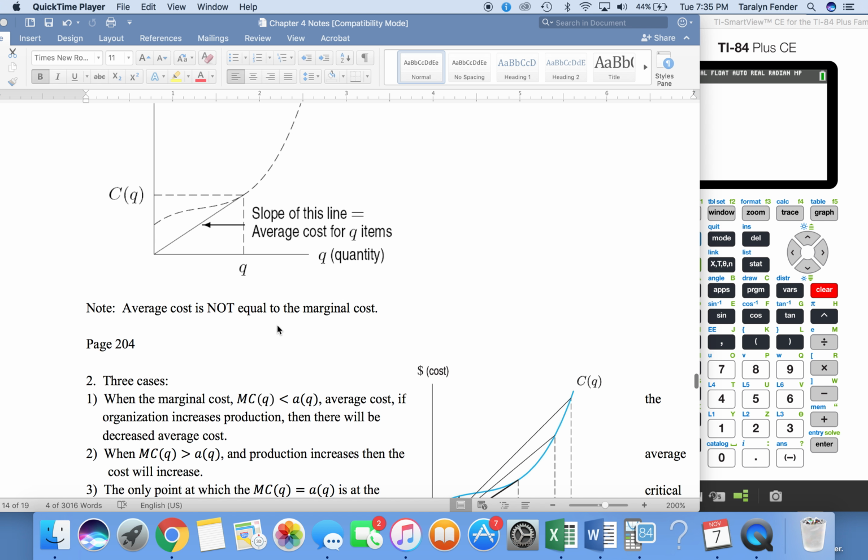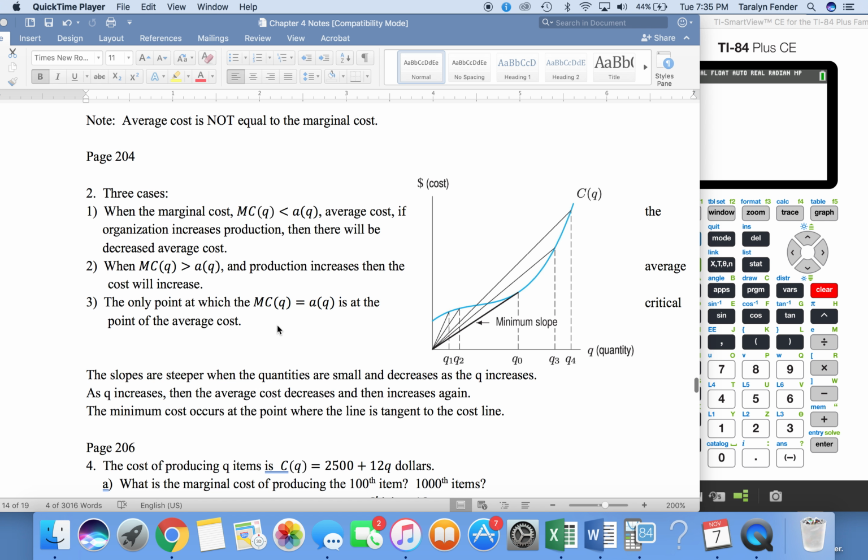The average cost is not equal to the marginal cost. So there will be three cases, and I have a picture here to help you. When the marginal cost is less than the average cost, and the organization increases production, then there will be a decreased average cost. When the marginal cost is greater than the average cost, and production increases, then the average cost will increase. Only at one point, when the marginal cost is equal to the average cost, is it at the point of the minimum average cost.